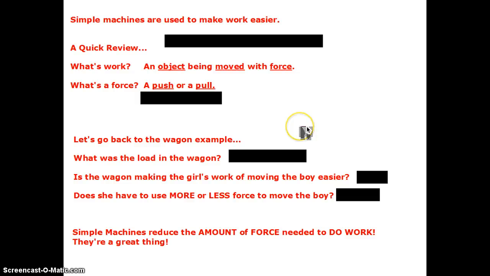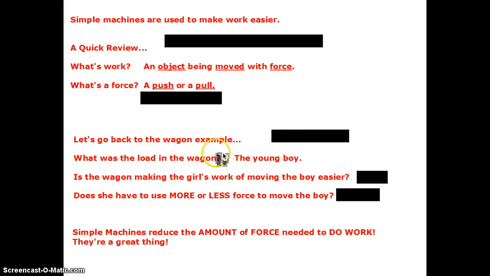So now, what was the load in the wagon that you saw on that video? The load was actually that boy in there, right? He was sitting in there, and that was the load that needed to be moved from one place to another. Is the wagon making the girl's work of moving the boy easier? Yeah, it certainly is. It's making it move easier because there's wheel and axles there that are helping the movement of the wheels, helping her to move that load.